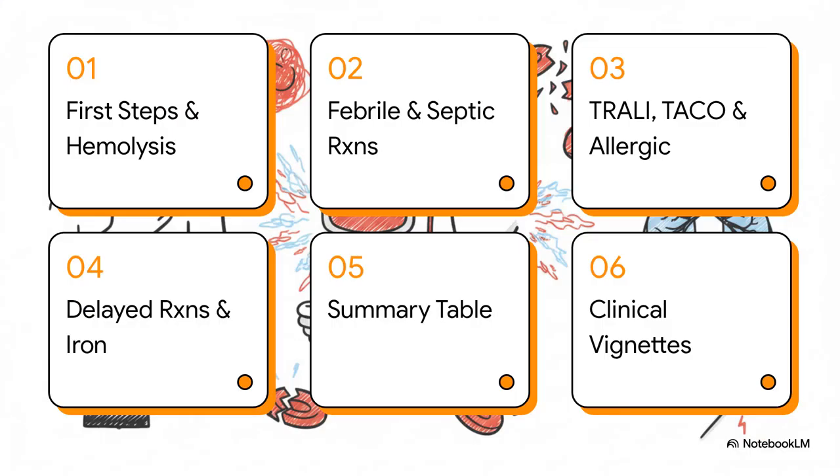So here's our game plan for this explainer. We'll start with first steps in acute hemolysis, then move into febrile and septic reactions. After that, we'll break down TRALI, TACO, and allergic reactions, followed by delayed reactions and iron overload. We'll wrap the whole thing up with a high-yield summary table and test your knowledge with a few USMLE clinical vignettes. Let's get to it.